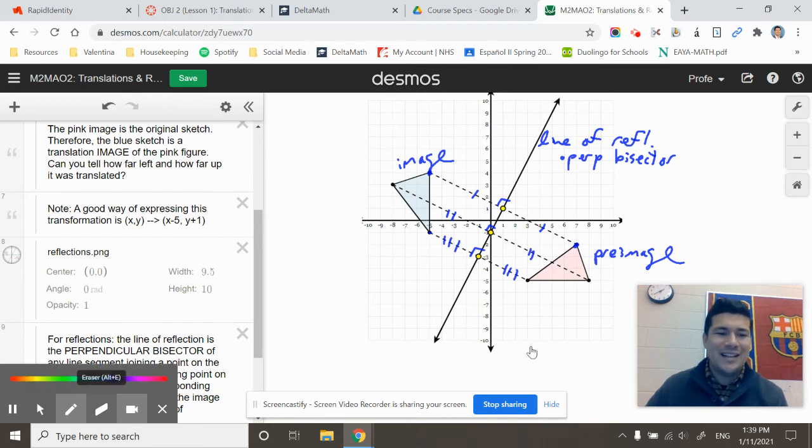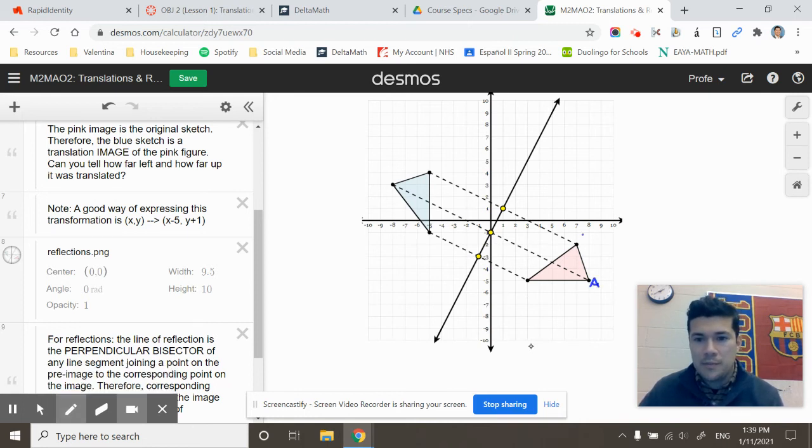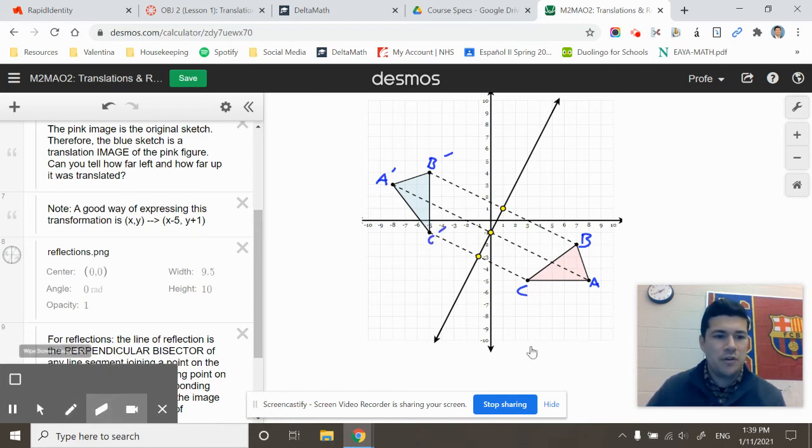One last thing that is worth discussing. So that's a perpendicular bisector. Once again, it is perpendicular and it joins corresponding points and cuts them in half. By the way, speaking of image and pre-image, if these are my points A, B, C, then I need to correctly label the image as A prime, B prime, and C prime. That's a little extra information for you.